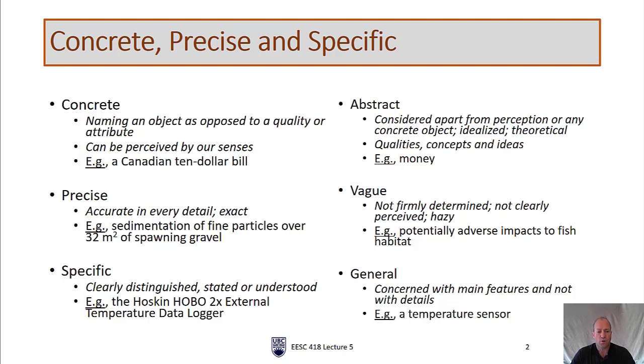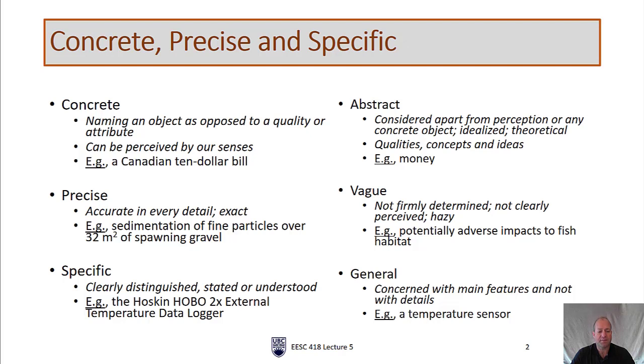Similarly, we can have words that are precise versus vague. Precise means accurate in every detail or exact. In contrast, vague means not firmly determined, not clearly perceived, or hazy. And again, I'll use some examples here. So a vague example is potentially adverse impacts to fish habitat. That can mean a lot of things. However, a precise example of that vague example is sedimentation of fine particles over 32 square meters of spawning gravel. Here we have a pretty good idea of what that potentially adverse impact is.